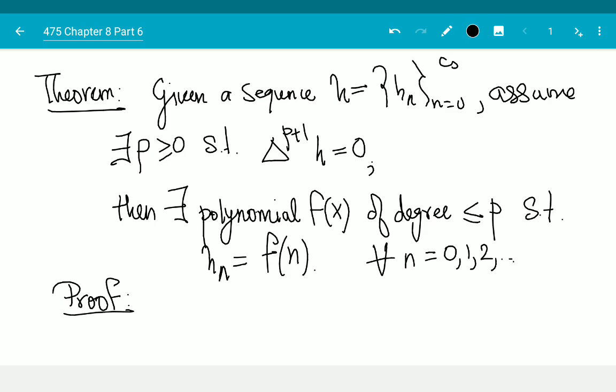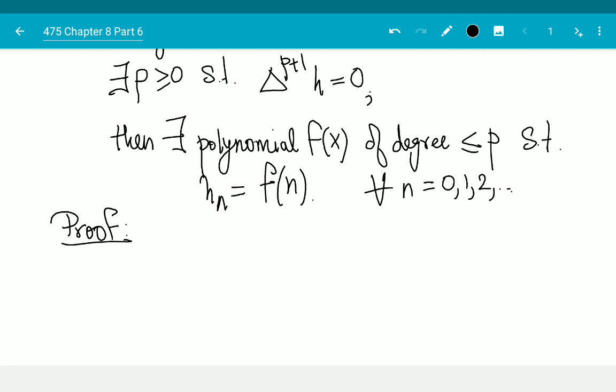Just to comment, in the lemma we saw that if Hn was a polynomial of degree p, which is equal to f of n, then delta to the p plus 1 annihilated it. It sent it to 0, right? Now we are trying to say exactly the other way around. If it is indeed annihilated by delta to the p plus 1, we want to say it is equal to a polynomial.